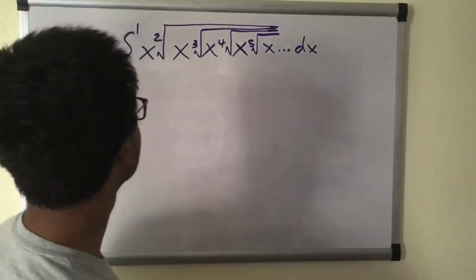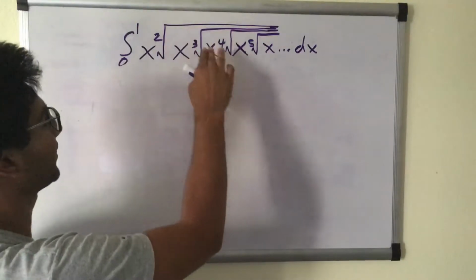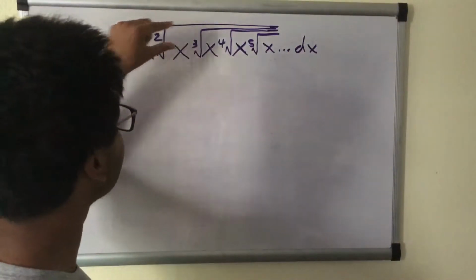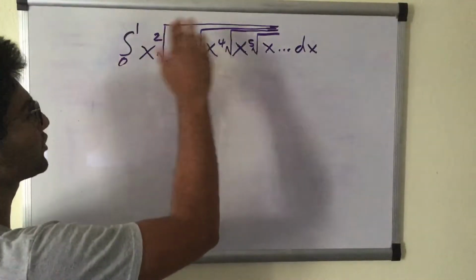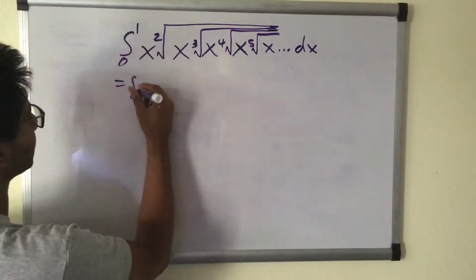Hey guys, so we're going to take the integral from 0 to 1 of x times the square root of x times the cube root of x, and so on. So we're going to take an infinite amount of nested radicals, but instead of radicals, we want to put fractional exponents. So we're going to replace them by doing the integral from 0 to 1.